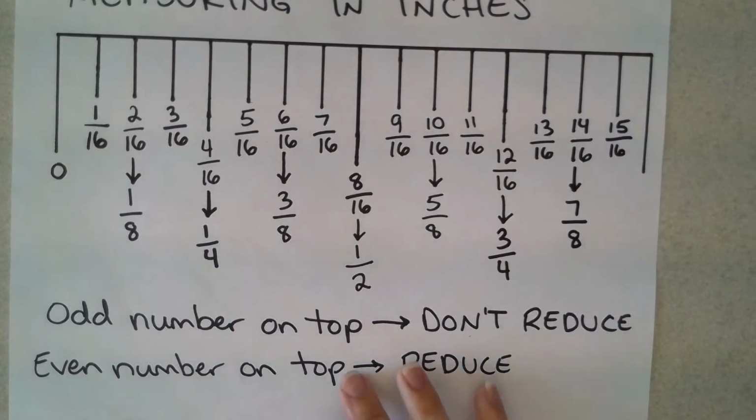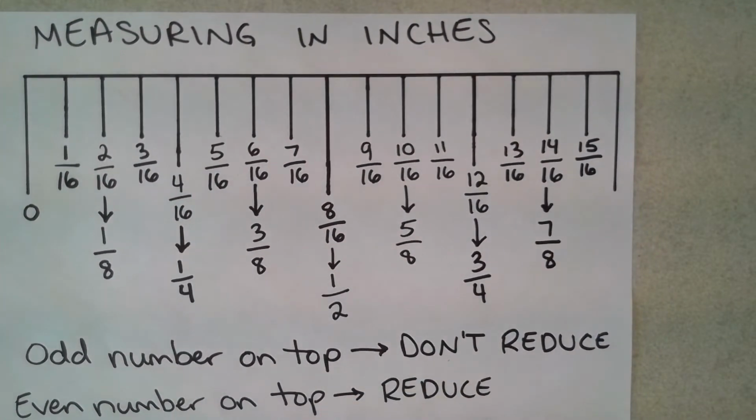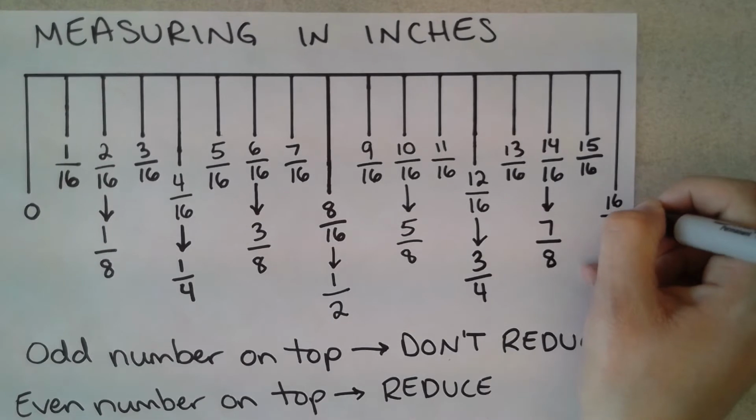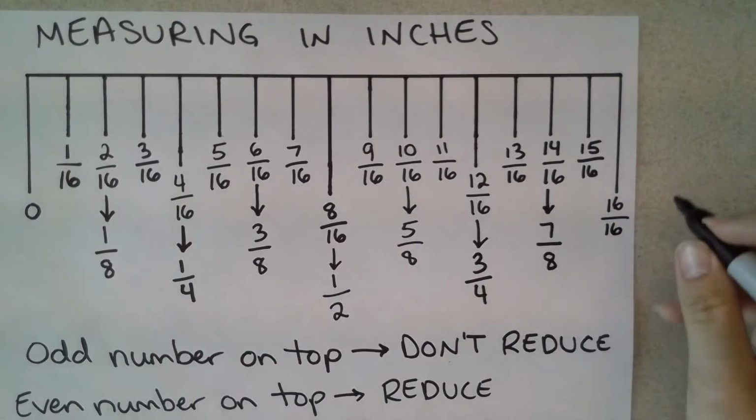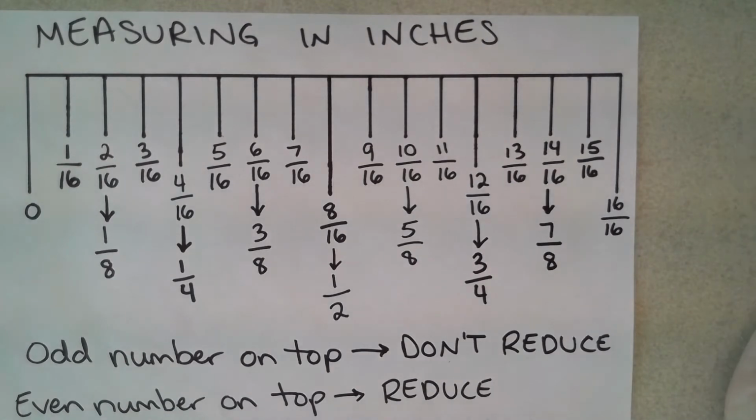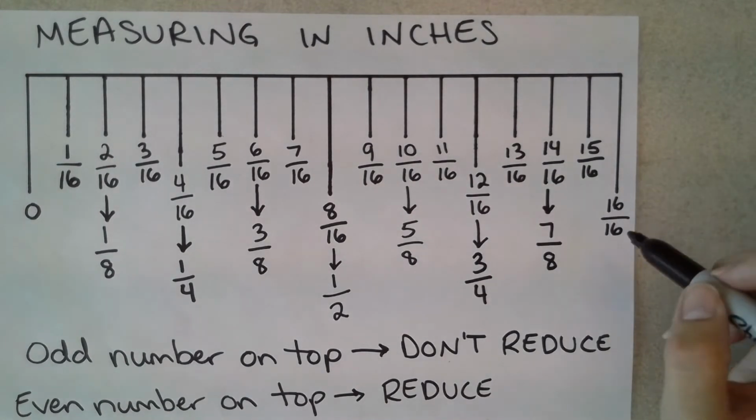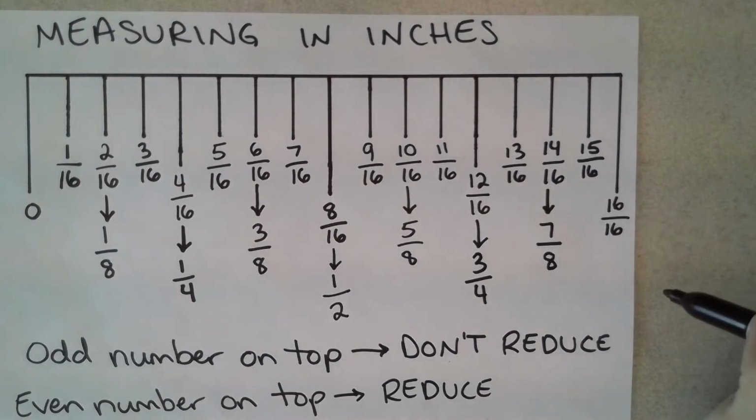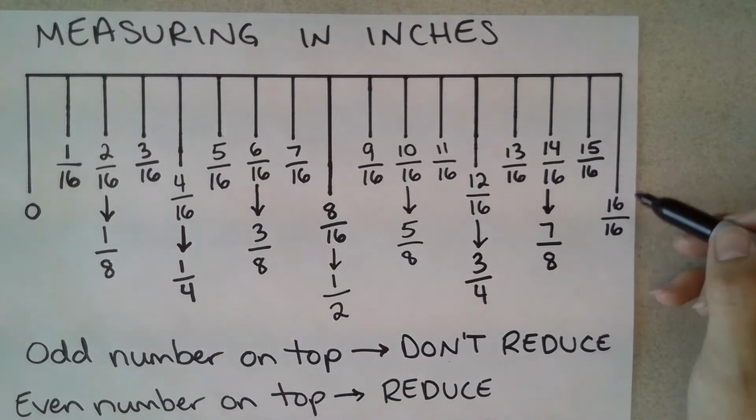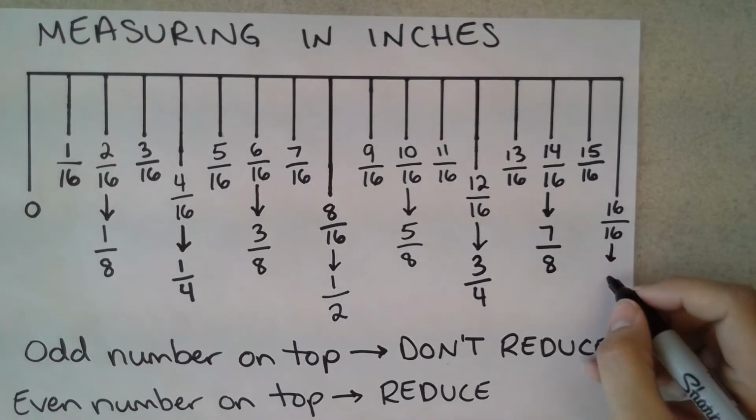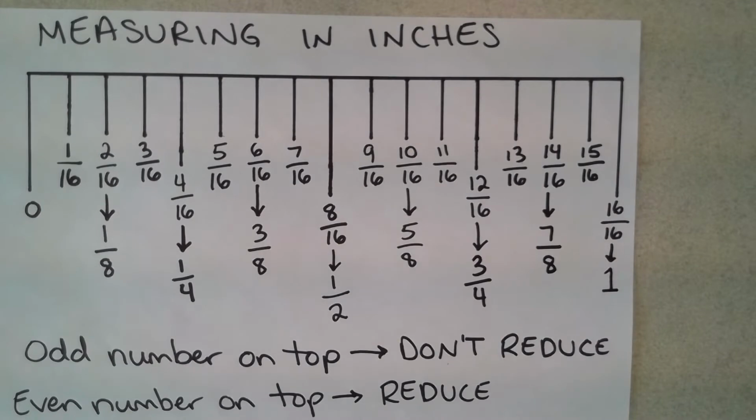There we go. And then lastly, the end of our inch, we have 16 out of 16 ticks. And of course we know that 1 full inch is just going to be one whole number. So we can also think that 16 over 16, we have the same number on the top and the bottom. That means that we have a whole number. And so then that's just going to be 1. 1 full inch.